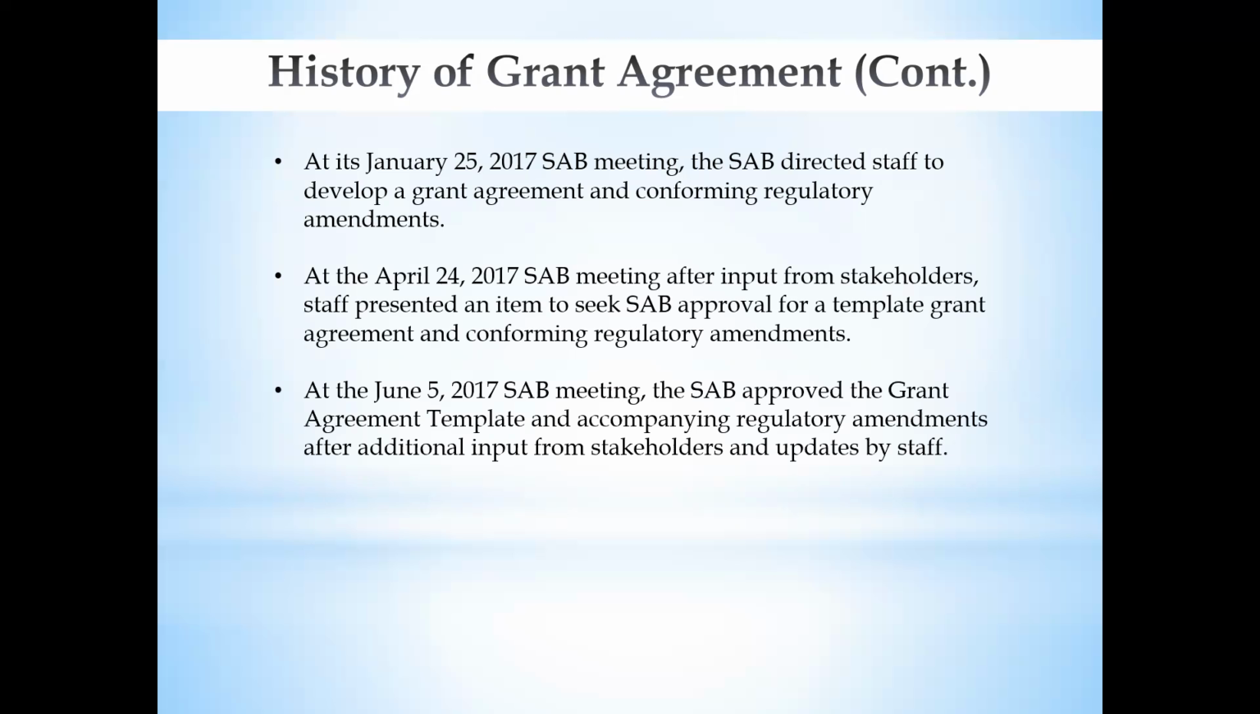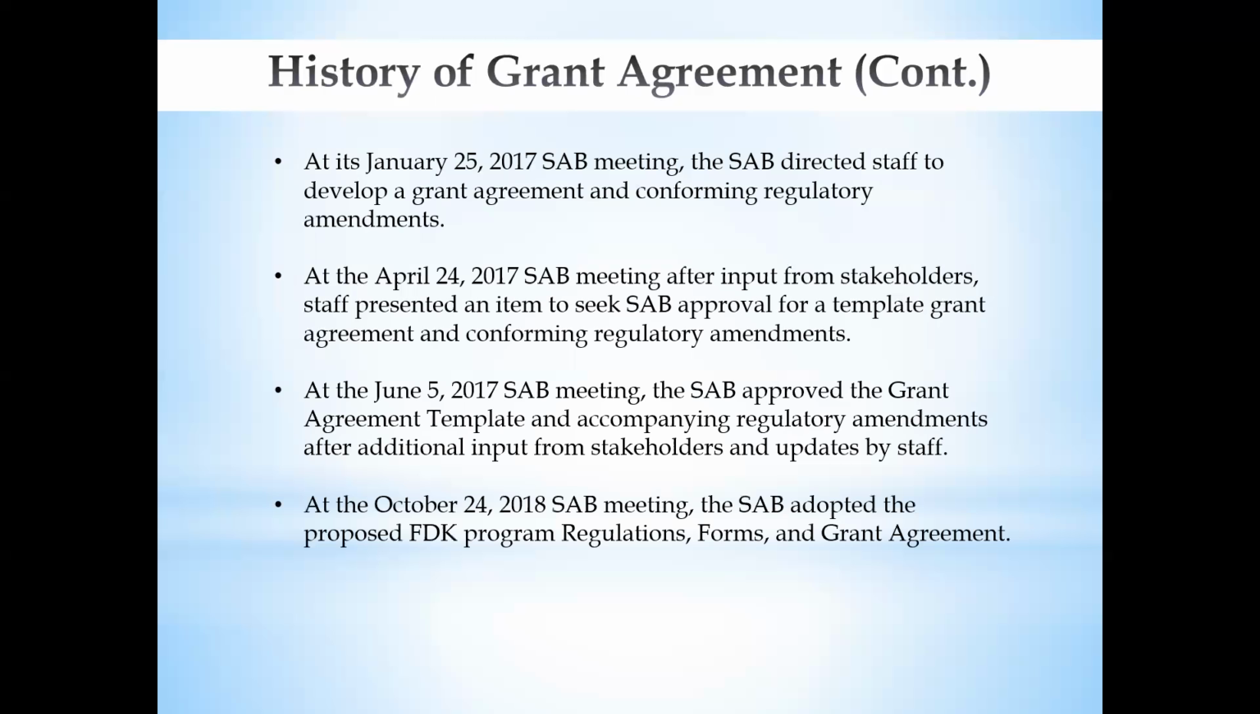So an item was brought back to the June 5th, 2017 SAB meeting. And at that meeting, the board approved the grant agreement template and accompanying regulatory amendments after additional input from the stakeholders and updates by staff. And then at the October 24th, 2018 SAB meeting, the board adopted the proposed full-day kindergarten program regulations, forms, and use of a grant agreement as well for that program.